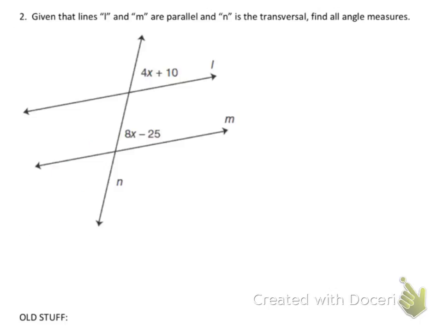Okay. What am I going to want to do here? To find an angle, I need to know what X is. As soon as I know what X is, I can multiply it by 4 and add 10, and I'll have that angle up top. I can do the same thing for 8X minus 25, right? What's X? Is it 2? Is it 25? Is it 100? How am I going to find that? What do we know about those two angles, though? They are the same. What's the name for those?